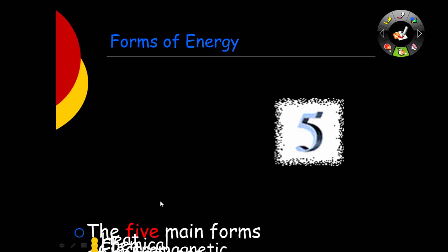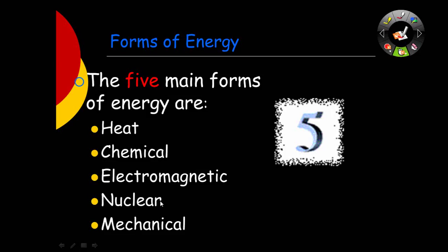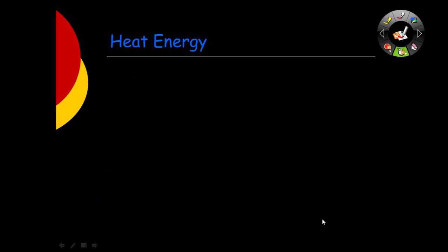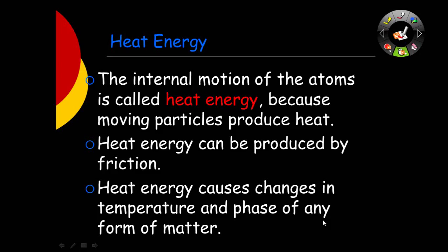Alright, so we're going to start talking about different forms of energy. There are 5 forms. You need to know this for your quiz. There are 5 main forms of energy: heat, chemical, electromagnetic, nuclear, and mechanical energy. Let's start by breaking each of those down.